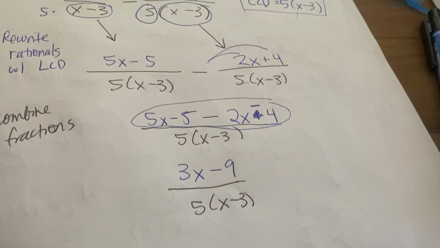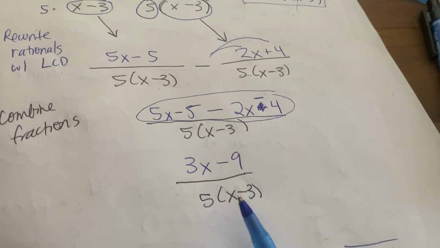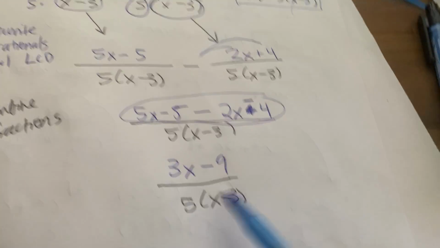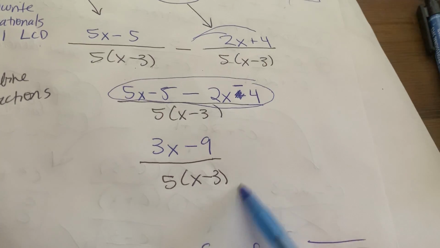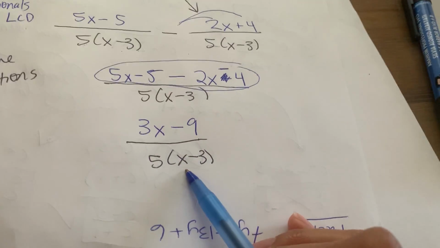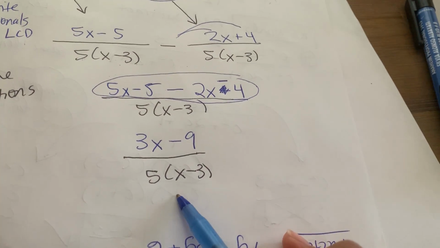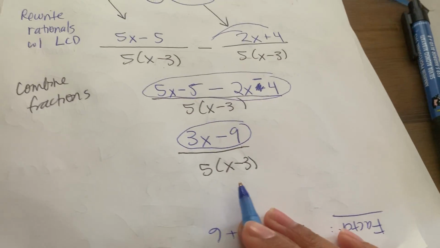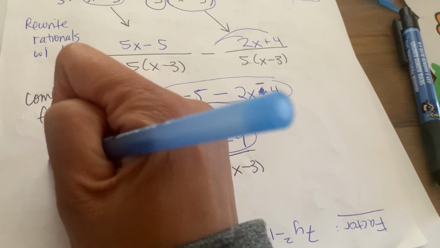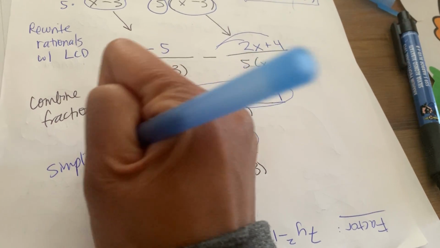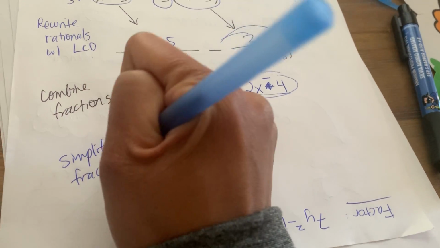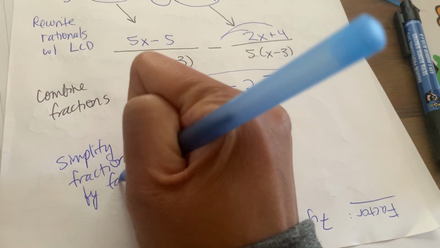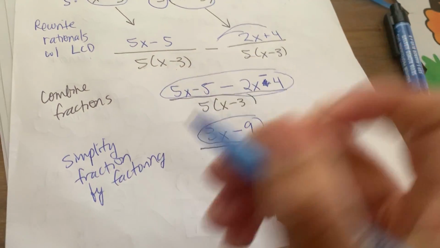Phew, all that work, and we think we're done, right? We think we're done, but no, no, no. Do not think you're done yet, because whenever you end up with a fraction, make sure your fraction is in lowest simplified terms. So I look at the top and I ask myself, can I factor it? So the next part is simplify the fraction by factoring. So again, factoring comes up again.